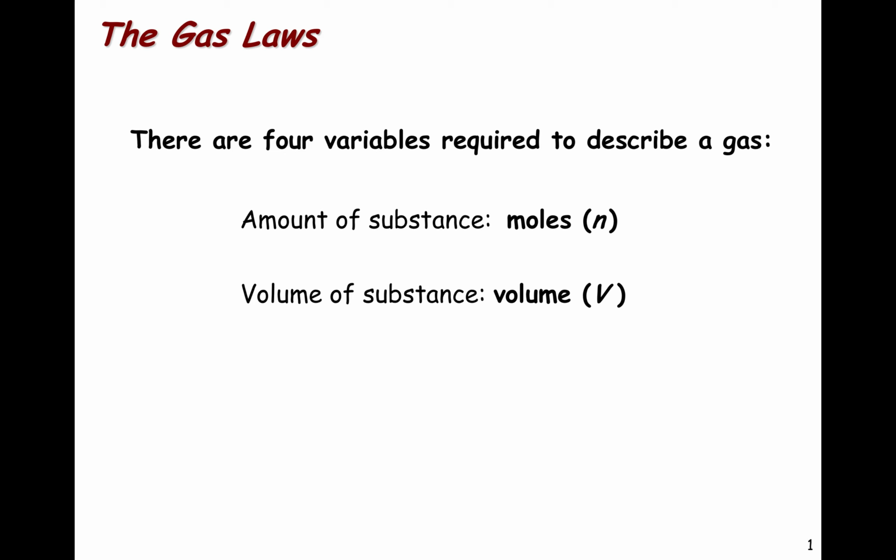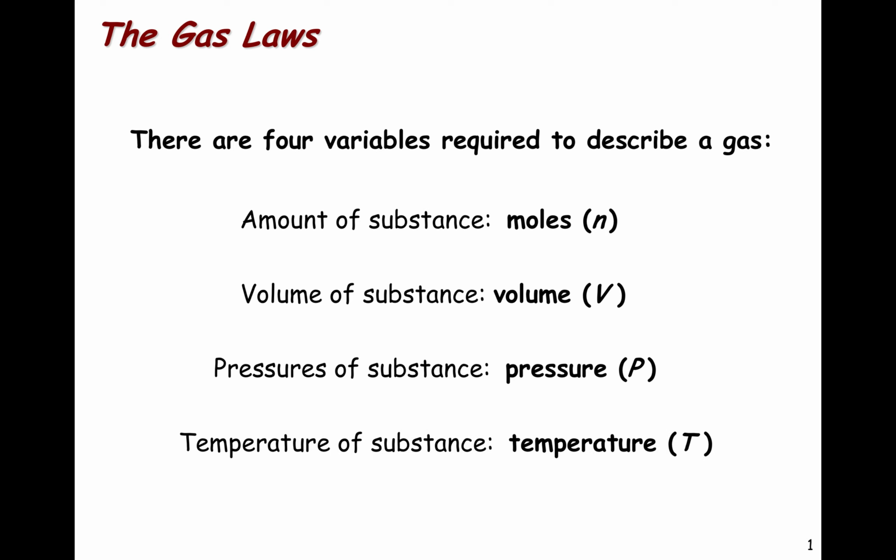The second variable is the volume of the container that is holding the gas, which is typically given the symbol of capital V. The third is the pressure that the gas exerts, and this is typically given the symbol of P. And the fourth is the temperature, which is given the symbol of T. The temperature must be measured in degrees Kelvin rather than degrees Celsius.